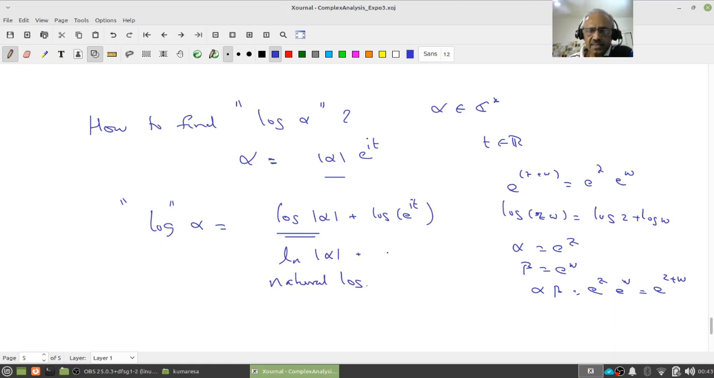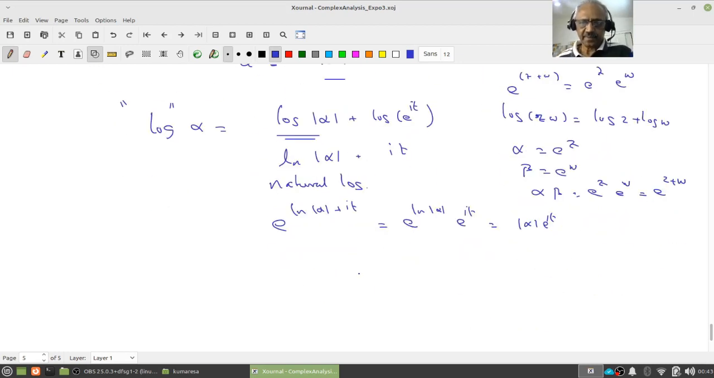This I can simply define. Therefore, if I exponentiate this, exponential of ln of mod alpha plus it will be e power ln of mod alpha into e power it, that will be mod alpha into e power it. So I seem to have got it, right? But it clearly shows why the log of alpha is multivalued.